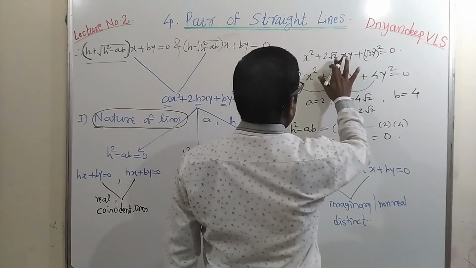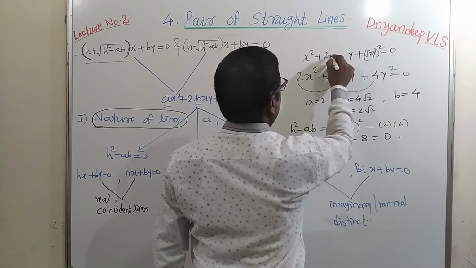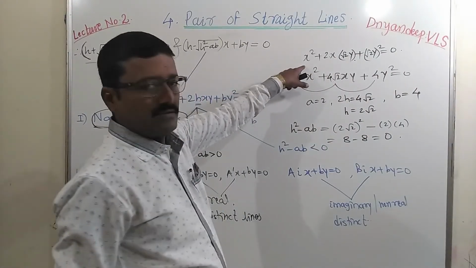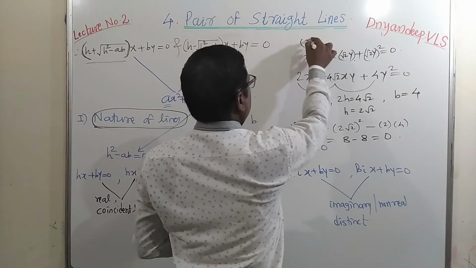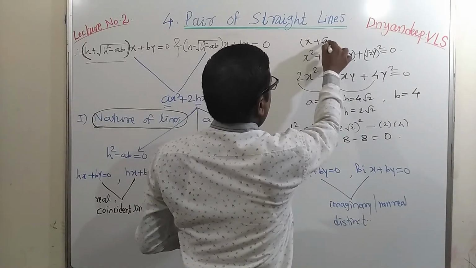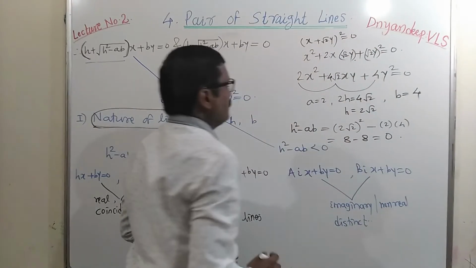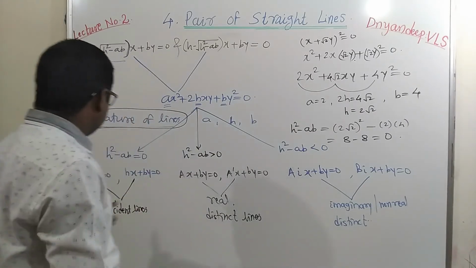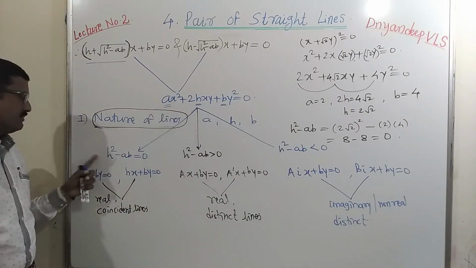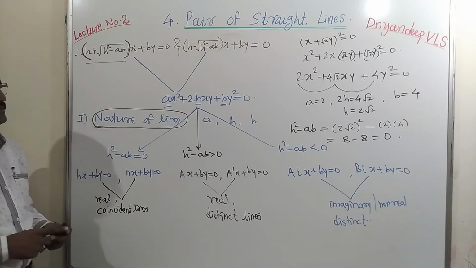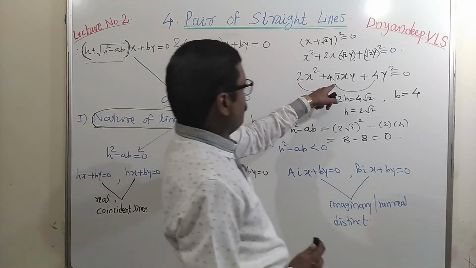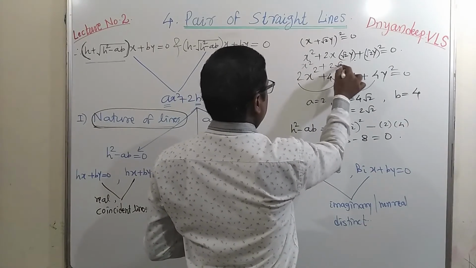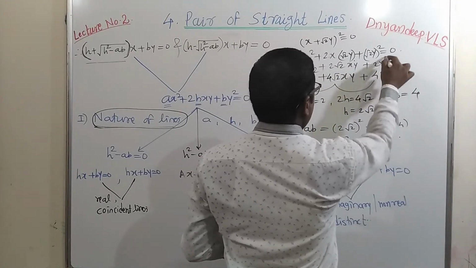So this is 2 times, can we write this as x into root 2y, the same example. So this is nothing but x plus root 2y bracket square equal to 0. And whenever we can write the given combined equation in the form of a complete square, obviously that combined equation represents coincident lines. So 2x square plus 4 root 2xy plus 4y square, or cancelling 2 we get x square plus 2 root 2xy plus 2y square equal to 0.